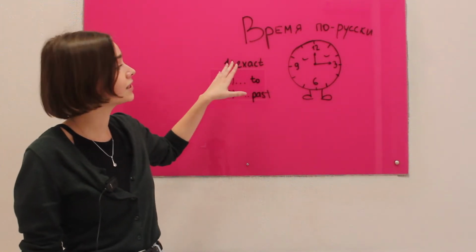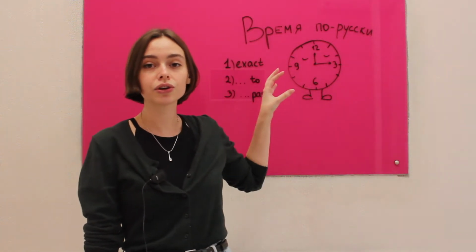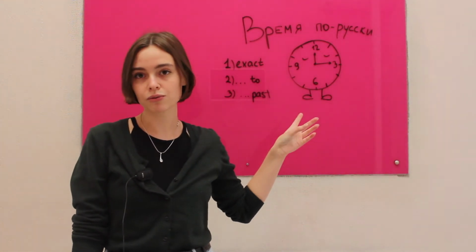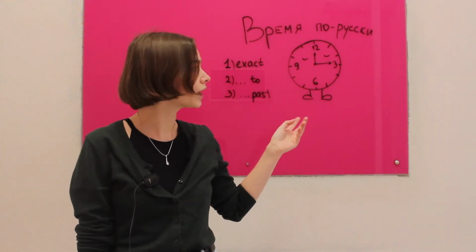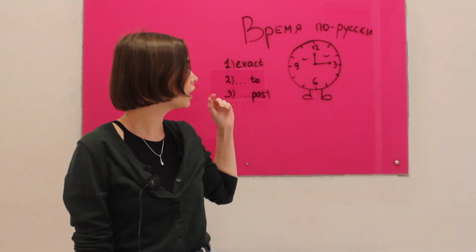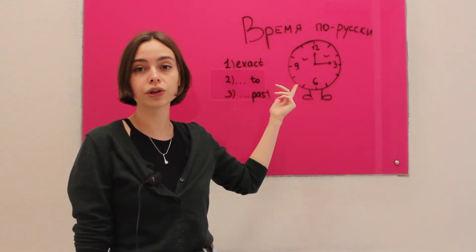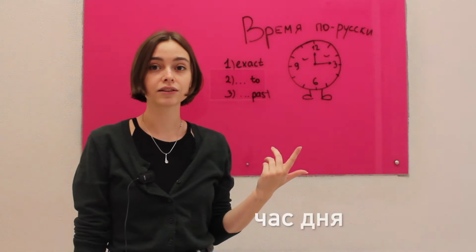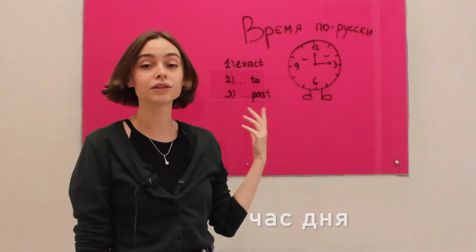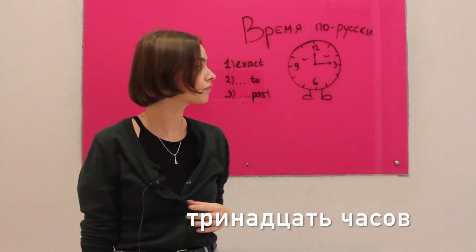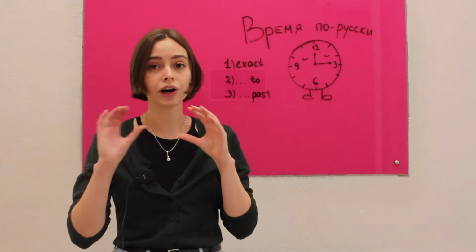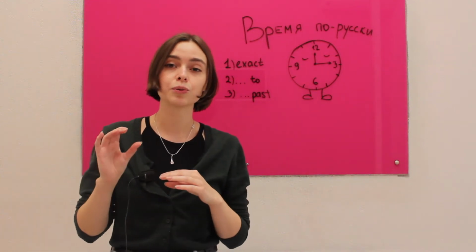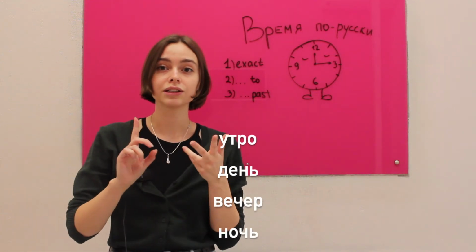So the first thing is the exact time. In Russia, you can use both 12-hour and 24-hour systems to say the time. You can say 1 hour or you can just say 13 hours. So, час дня or 13 часов. And again, to mark the period of the day, we say утро, день, вечер и ночь.